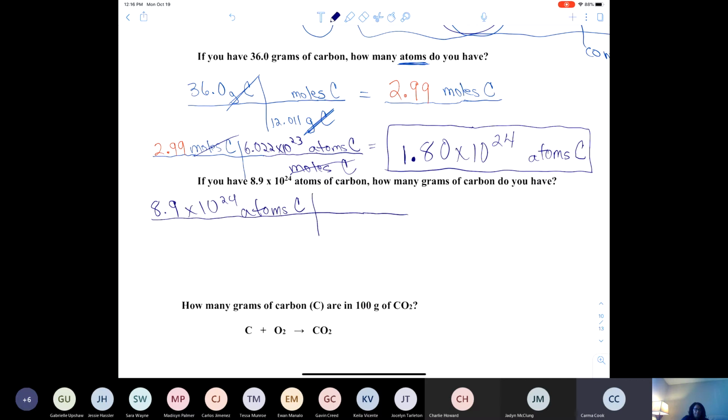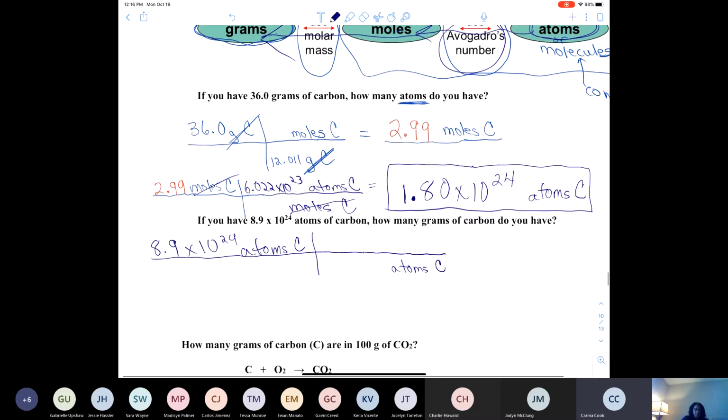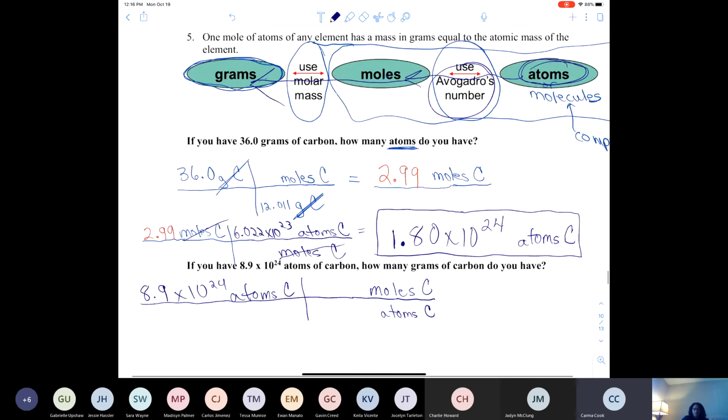So we're getting rid of atoms, and we're converting the atoms to moles. So we're going backwards. And then we're going to convert the moles to grams. And so to do that, we need Avogadro's number to go from atoms to moles. 6.022 times 10 to the 23rd atoms per mole. The atoms will cancel, and so we'll get moles of carbon.